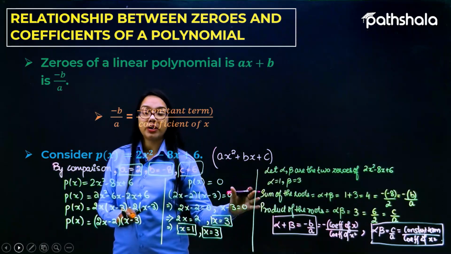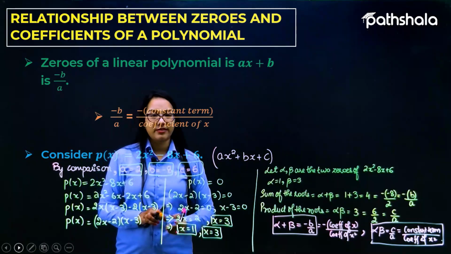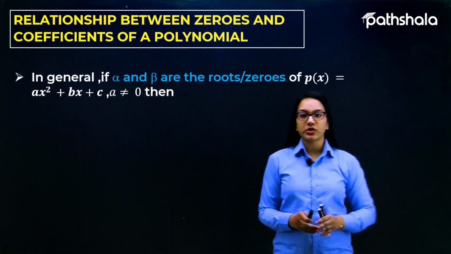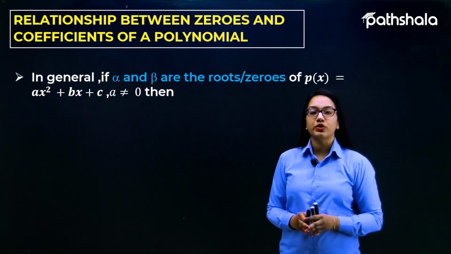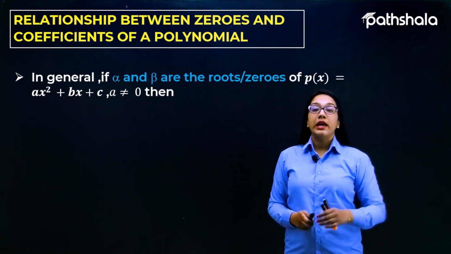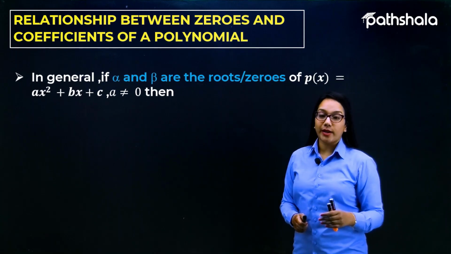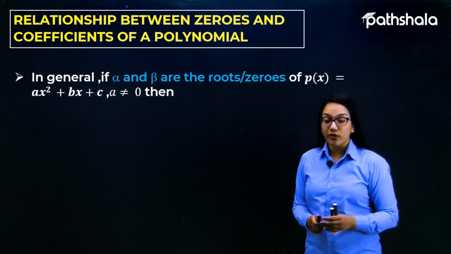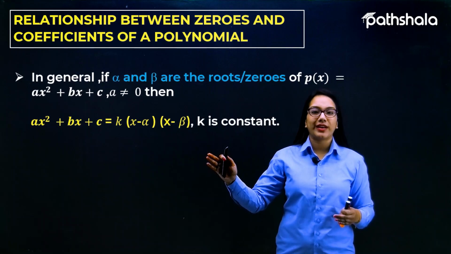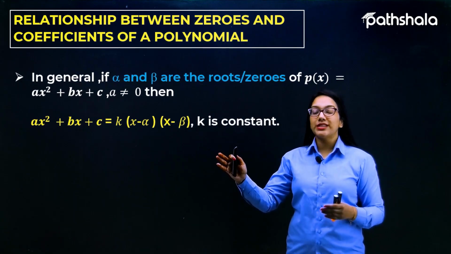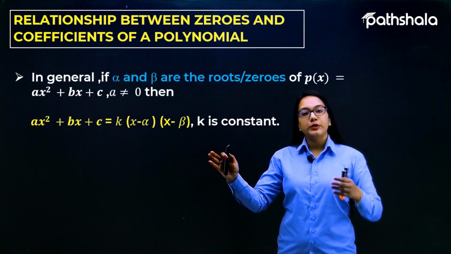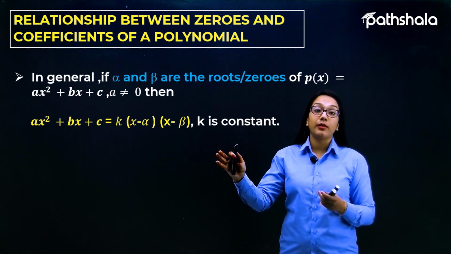Now let's move on further and talk about how we can express it in general. In general, let us suppose alpha and beta are the roots or the zeros of the quadratic polynomial ax square plus bx plus c, where a cannot be 0. Then first of all, we can express the quadratic polynomial ax square plus bx plus c in terms of the zeros as k into x minus alpha into x minus beta, where k is any constant. This is the representation of the quadratic polynomial after using the splitting the middle term method or the factor theorem.